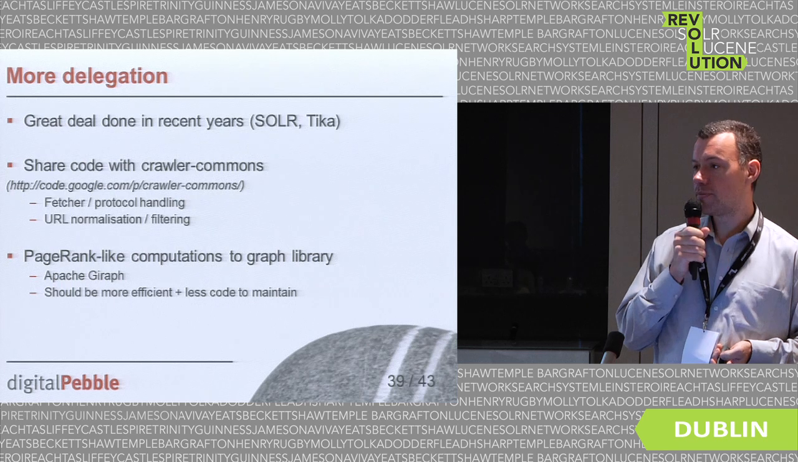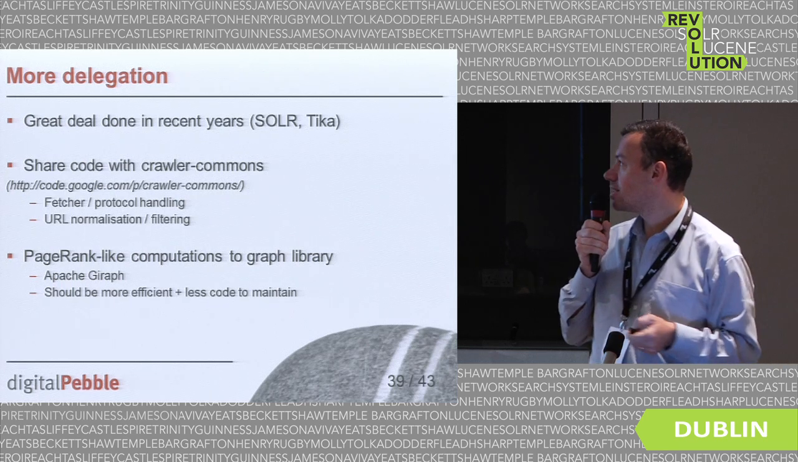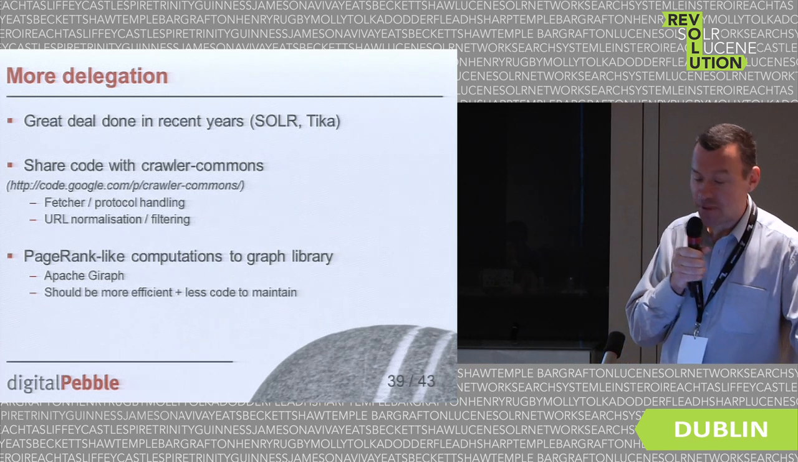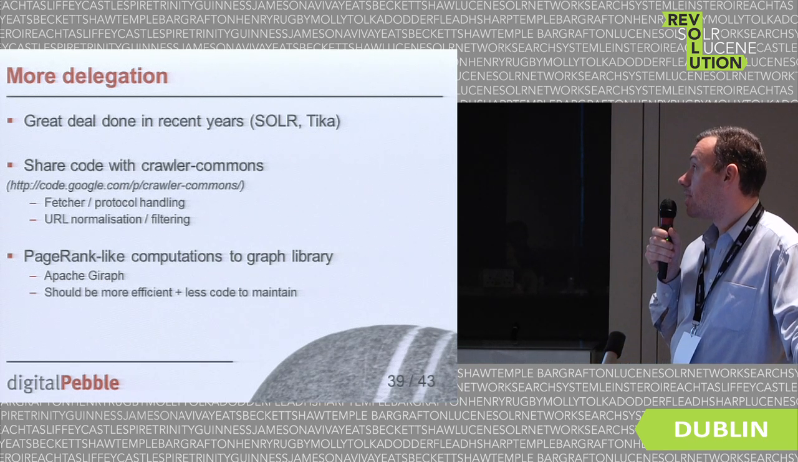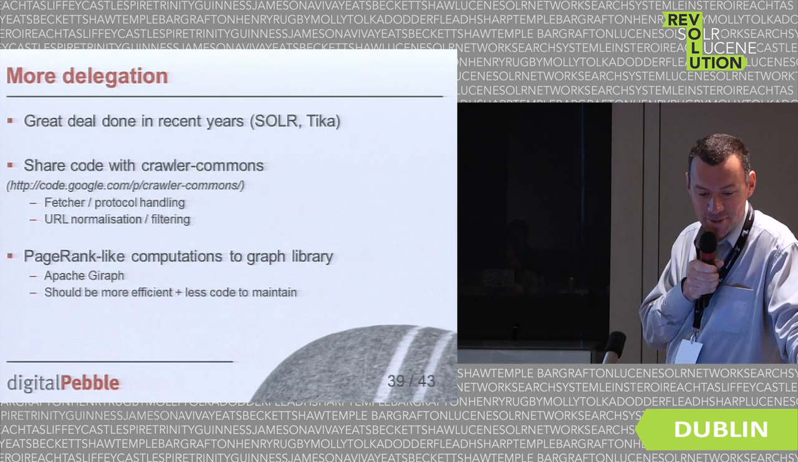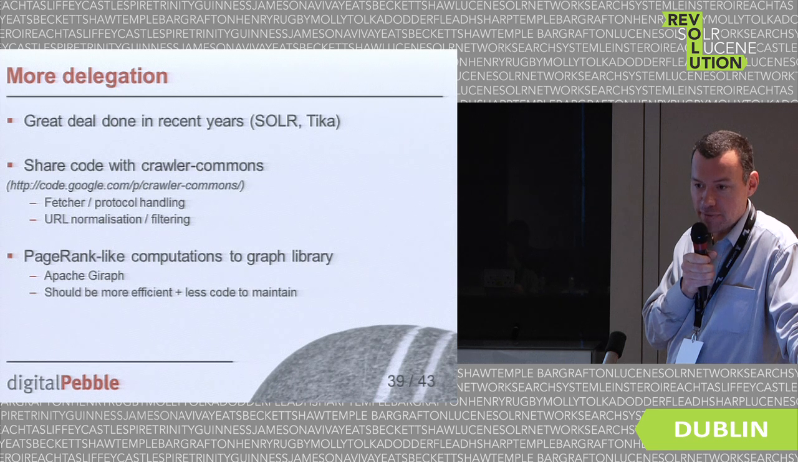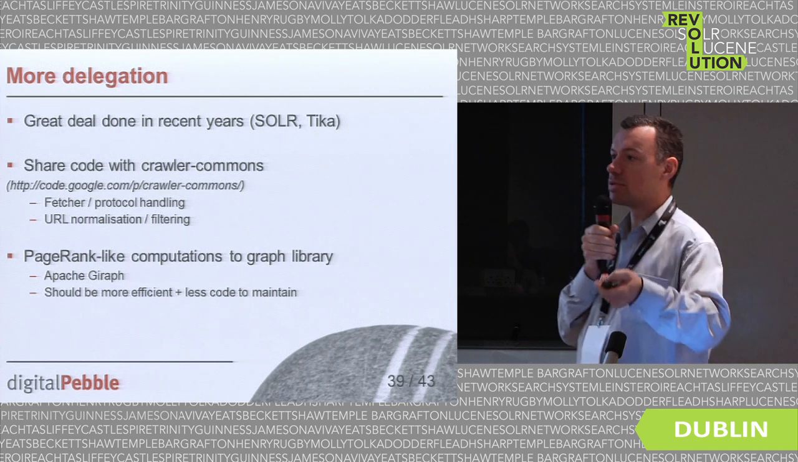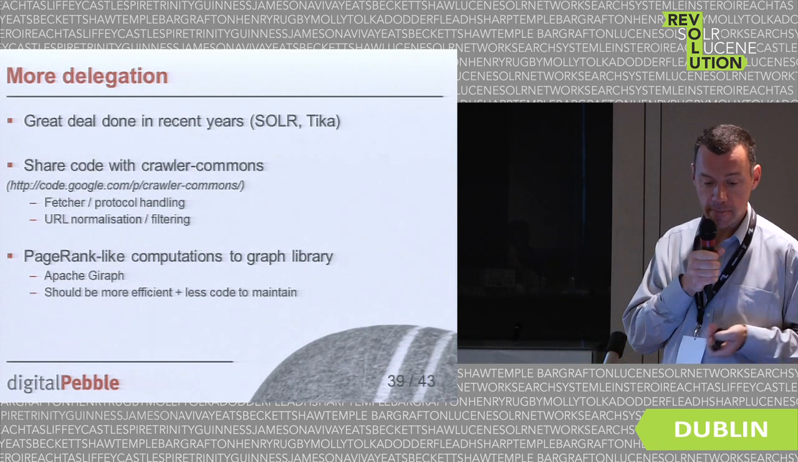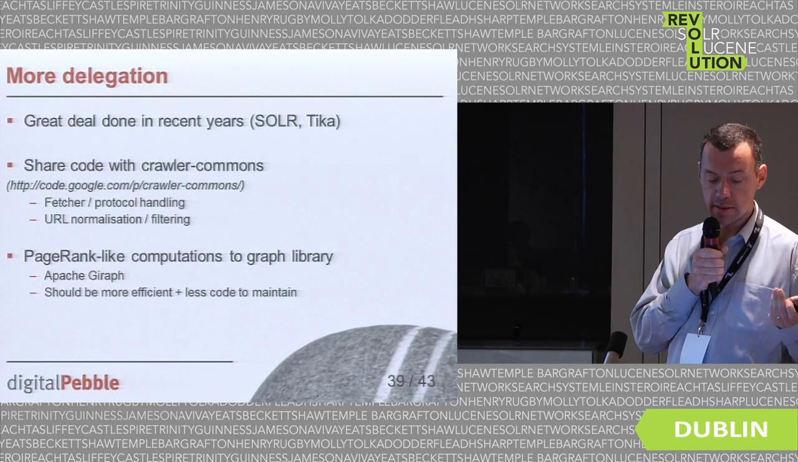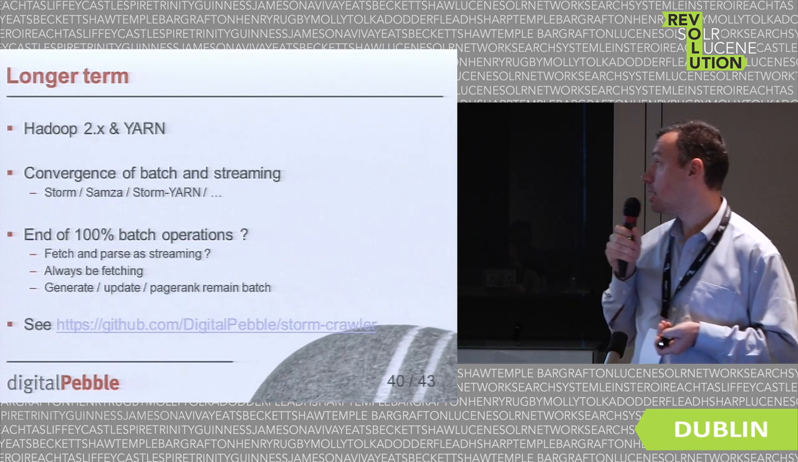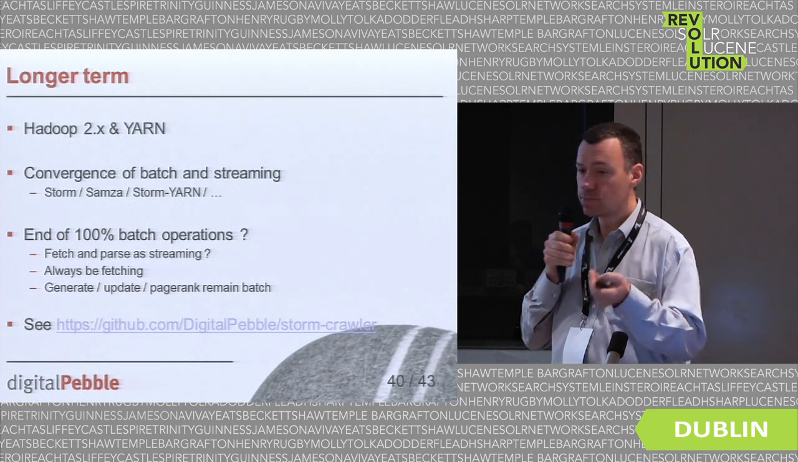Now, long-term vision, very far, and these are wild guesses, so they might prove completely wrong. But now, as you know, Hadoop 2 is now out. I think there's been the first stable release very recently, and that introduces YARN, a new concept that wasn't in Hadoop 1. And what we can see, I think, is a convergence of batch processing and streaming.